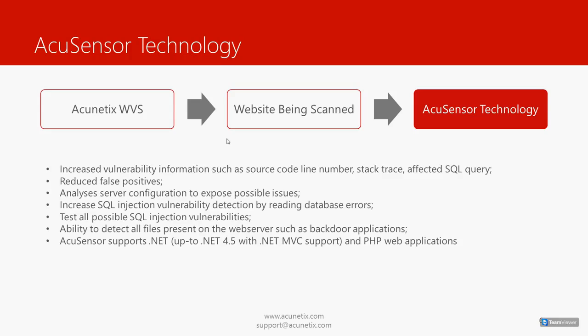And again, there are other features like the ability to detect all files that would have been present on a web server because it does a backend crawl on the server. So any files that would have not been detected by the crawler, perhaps there is something in a particular directory that is not linked anywhere, that would be able to be picked up using AcuSensor. And using that technology, we can also bring to light some backdoor applications, perhaps, that might not have been anywhere. So using AcuSensor, you can do that as well.